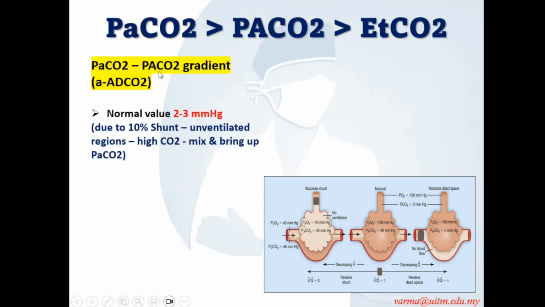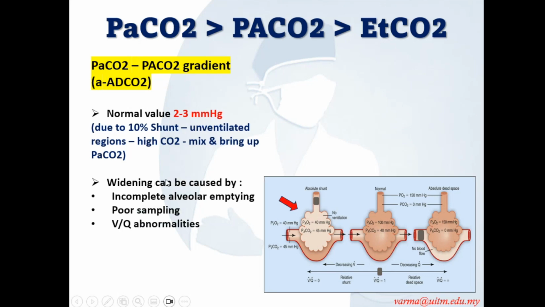So we look at it here. The arterial to alveolar CO2 gradient, the normal value is 2 to 3 millimeters of mercury. It's very small due to the shunt. Unventilated regions have higher CO2, and they mix and bring up the partial pressure of arterial CO2. That's why the partial pressure of arterial CO2 is higher than alveolar CO2. This gradient can widen because of incomplete alveolar emptying, poor sampling or VQ abnormalities. Don't worry about this much. We are more concerned about this and this.